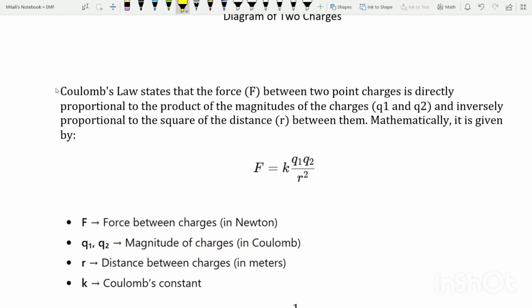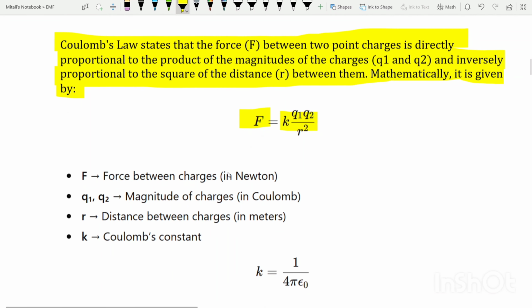So what is Coulomb's law? Coulomb's law states that the force between 2 point charges is directly proportional to the product of magnitudes of two charges and inversely proportional to the square of distance between them. So mathematically it is given by F = K Q1 Q2 / R². Don't panic. Let's break it down slowly.